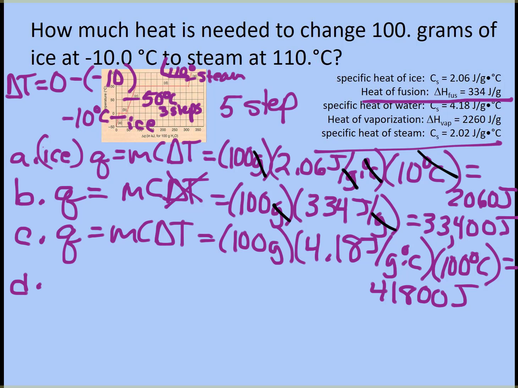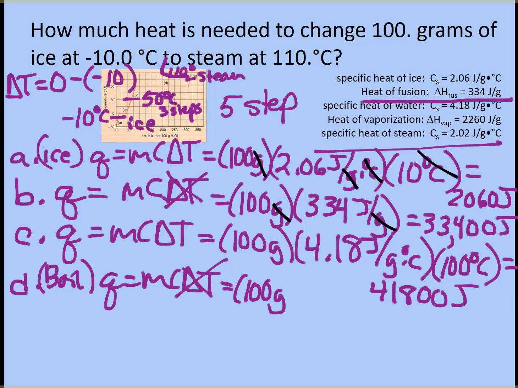Let's go to D. Now I'm boiling. Again, Q equals mc delta T, but the temperature's not there, so you can cross that out. I just have my mass, multiplied by my heat of vaporization. Again, just joules per gram. Grams cancels out, and I am left with the answer. Notice this is where most of my energy goes, to boil it, because again, you're completely breaking those intermolecular forces.